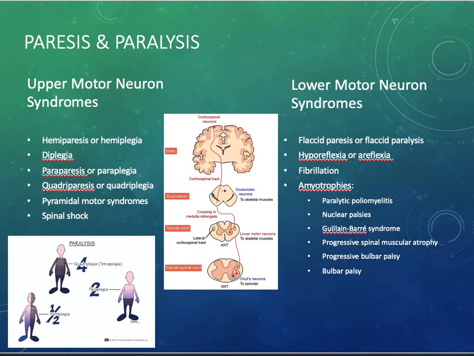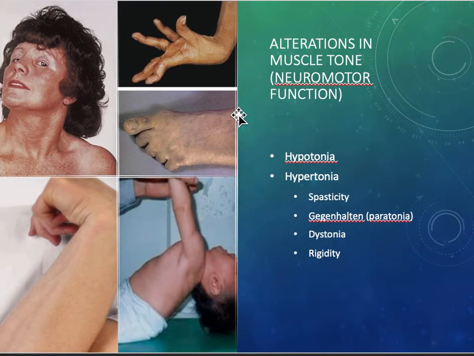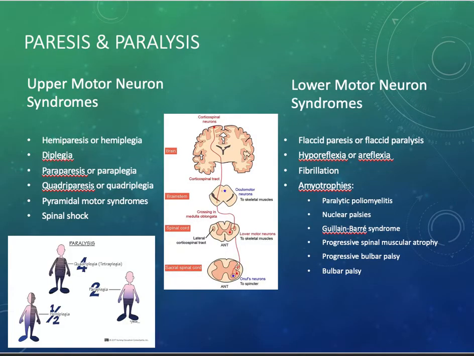Okay. So instead of a spastic paralysis, where we have a hypertonia, now we see flaccidity. Okay. We'll see hyporeflexia or maybe complete lack of reflexes. As opposed to, remember, our upper motor neurons, we saw an increase.